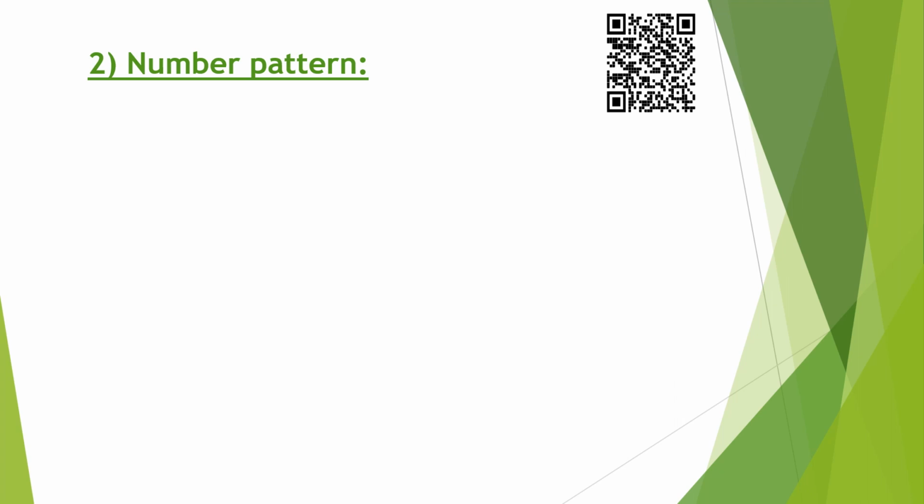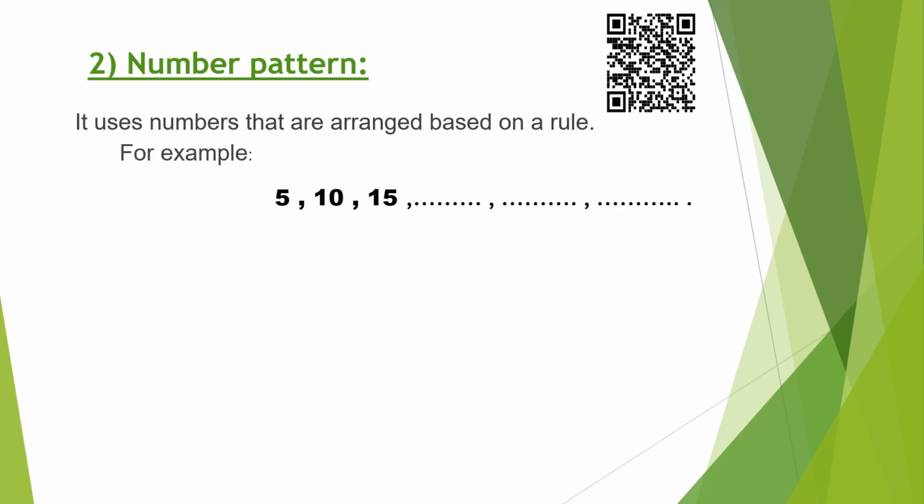Number 2, we have number pattern. From its name, it uses numbers that are arranged based on a rule. For example, we have here 5, 10, 15. What should be the next? Are we here moving forward or moving backward? Yeah, we are moving forward. We are increasing. So each time I add 5. So it will be 5, 10, 15, 20, 25, 30.